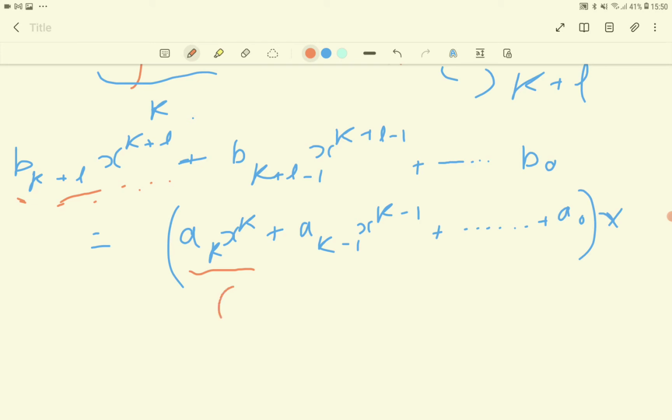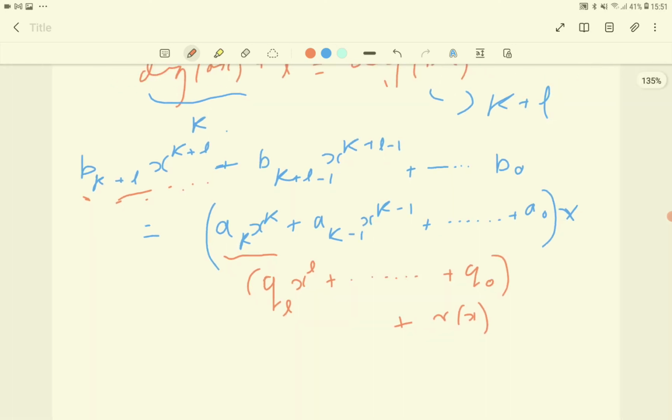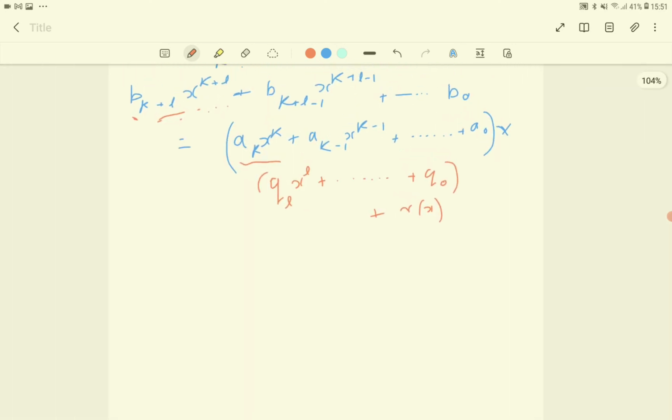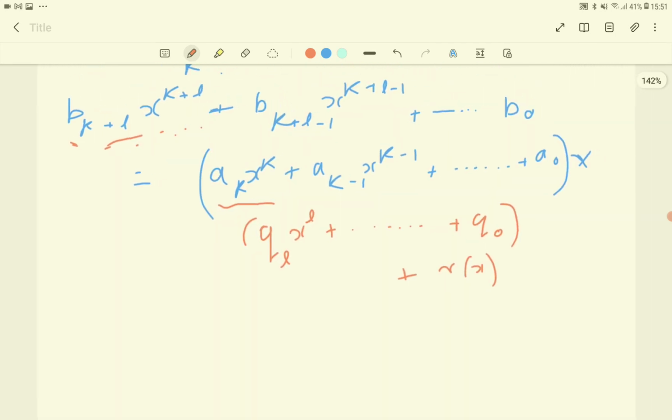So let's write q. q of x is ql x to the power l plus dot dot dot plus q0 x to the power 0, plus r of x. I should have written more terms here, but anyways. Now here comes the magic, right? Now let's write.